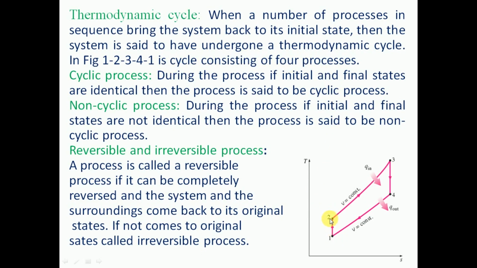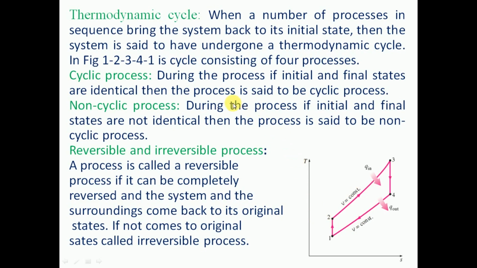Here 1 to 2 is one process, 2 to 3 is another, 3 to 4 is the third process, and 4 to 1 is the fourth process. These 4 processes take place to come back from the initial state to the final state. Both are identical. This completion of the processes is called a thermodynamic cycle.